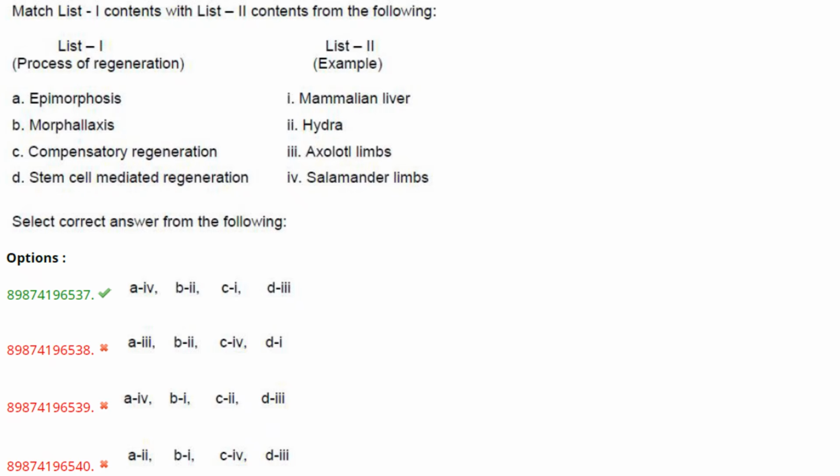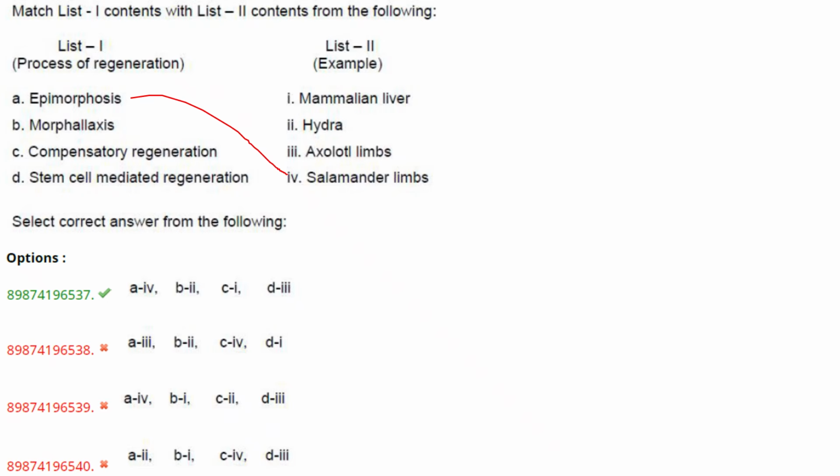So what is epimorphosis? Means there will be de-differentiation of the adult cell at the region where the limb is being removed. That means adult cell will get de-differentiated to form undifferentiated and highly proliferative cell mass, that is called the blastema. And these blastema cells, they will multiply and they will re-differentiate to construct the lost limb. That is epimorphosis, and you can see that in the case of salamanders. So epimorphosis method of regeneration is seen in salamander limbs.